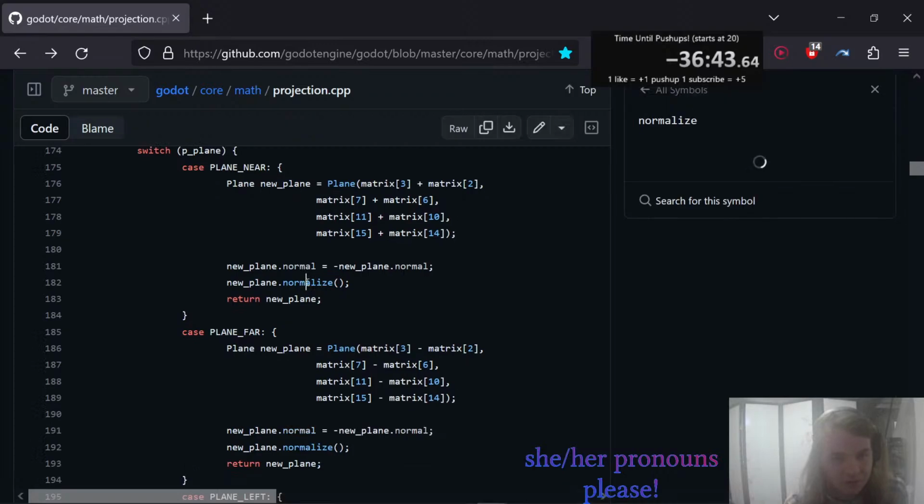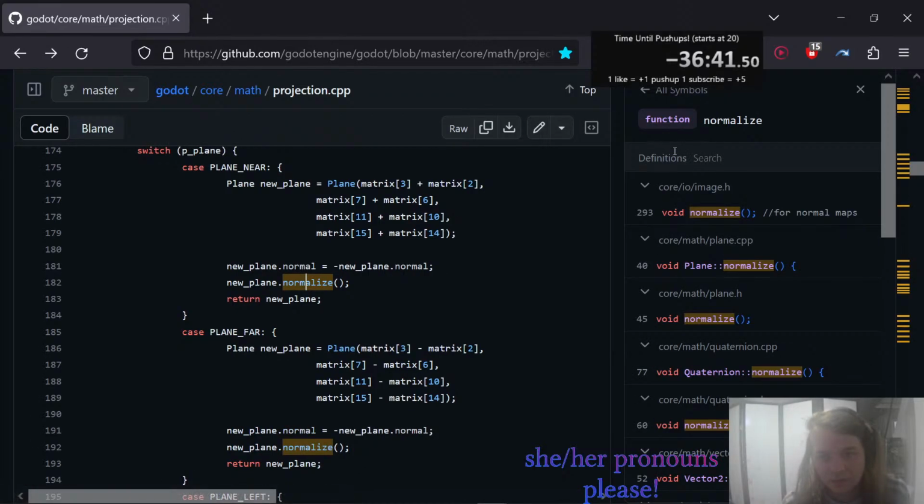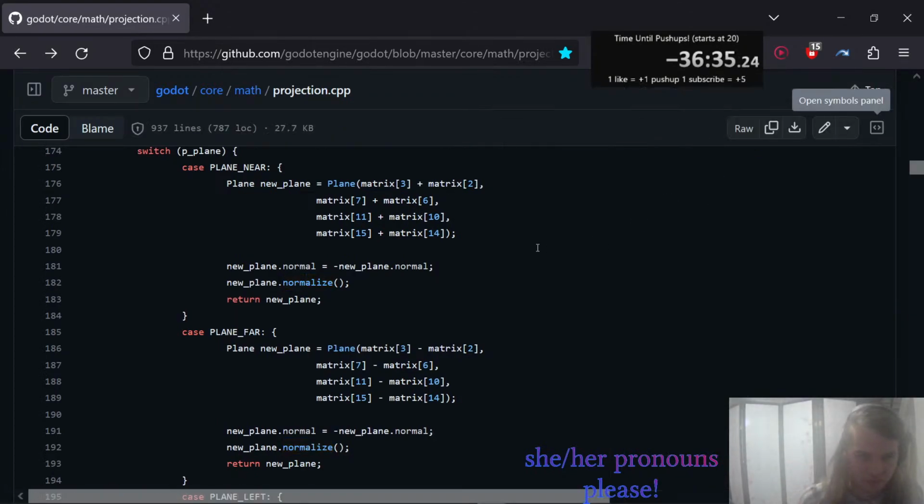Okay, I'm curious here. Okay, so we don't have a normalize function in this.